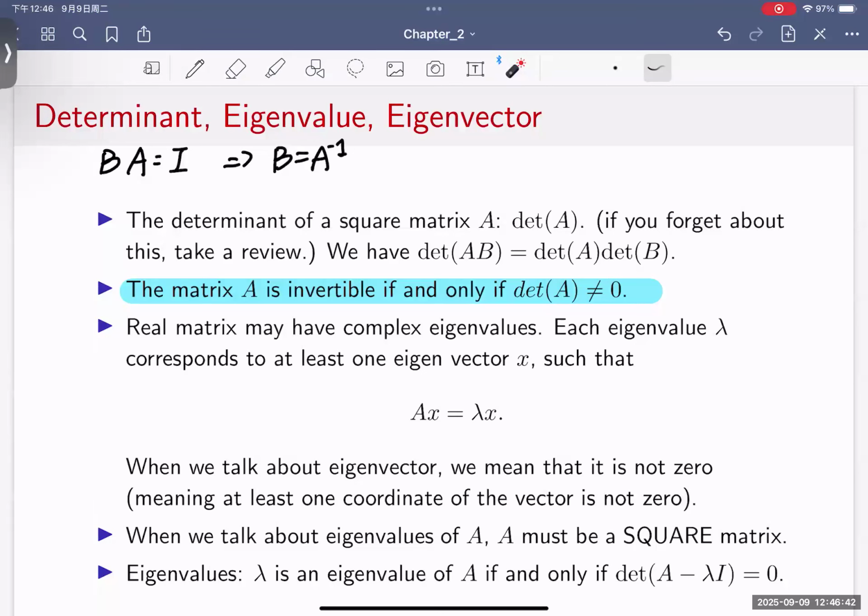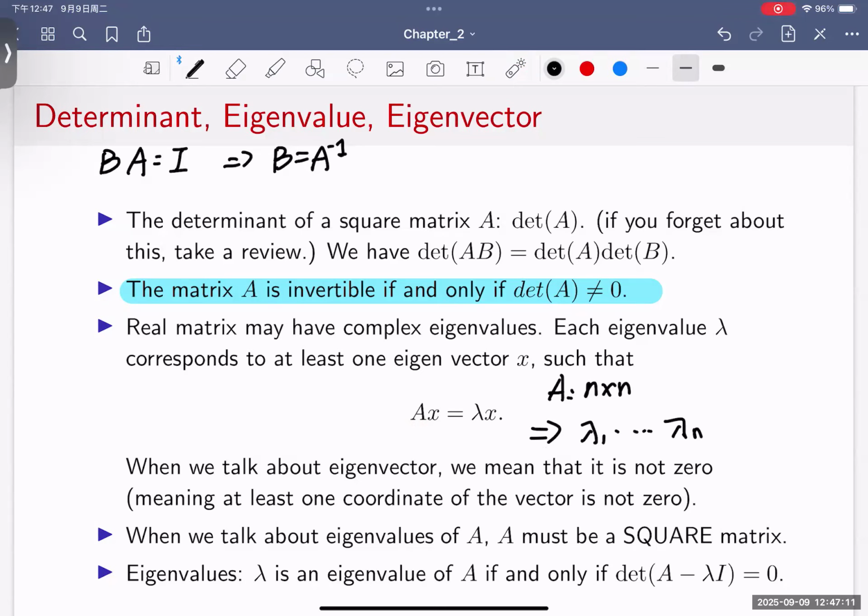An important definition is that for an n times n matrix, if A is n times n, we will definitely have exactly n eigenvalues. The number of eigenvalues is just the size of this square matrix. So we will definitely have lambda 1 to lambda n.